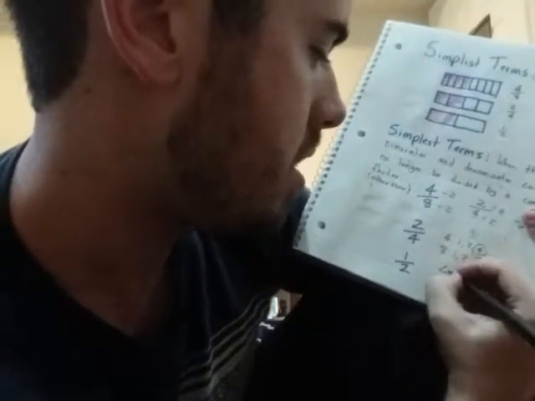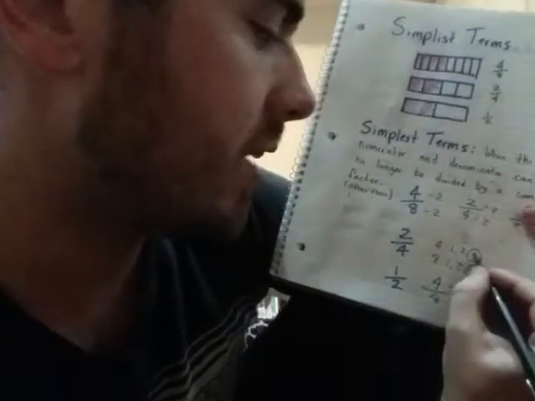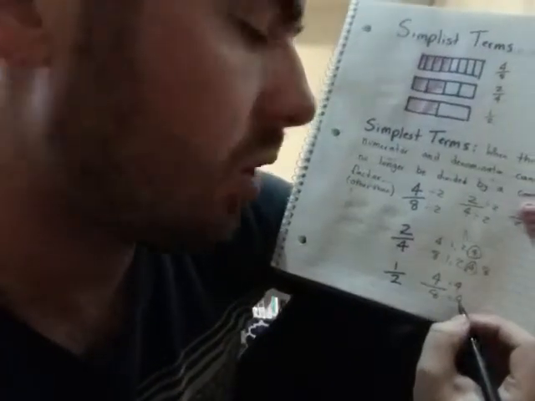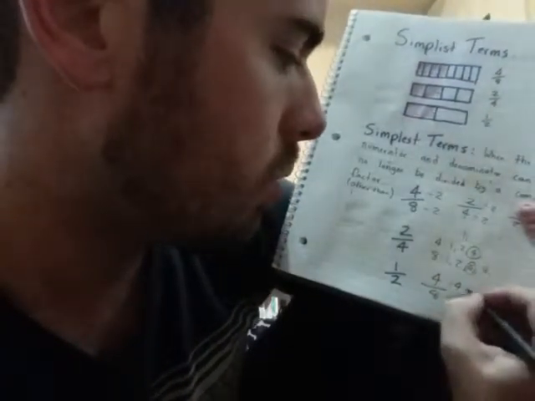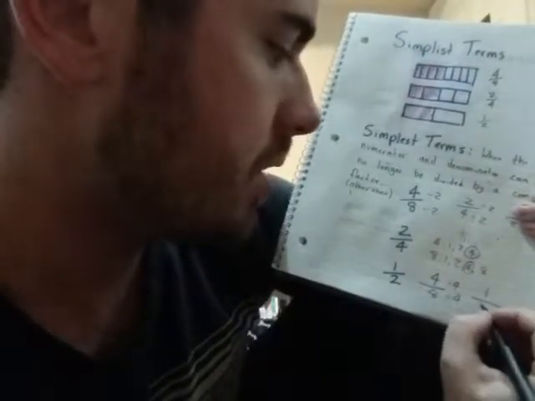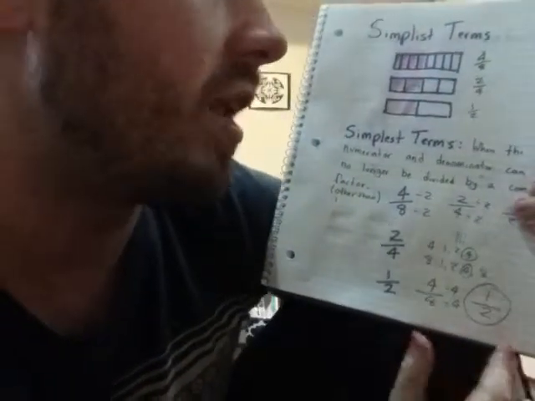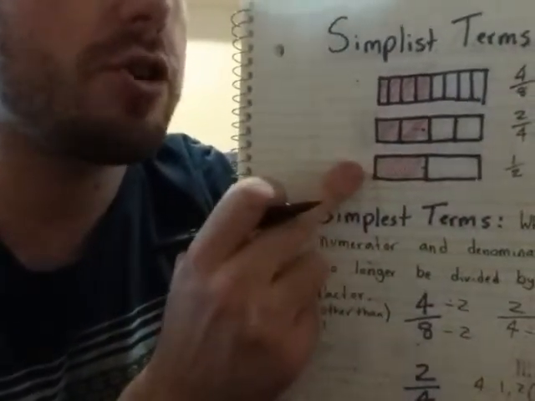Let's go ahead and do that. 4/8 divided by 4, because we're finding the greatest common factor, is equal to 4 divided by 4 is 1, and 8 divided by 4 is 2. Our simplest term is 1/2. Again, I showed you up here.